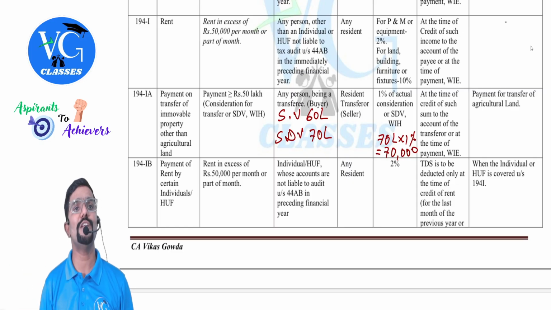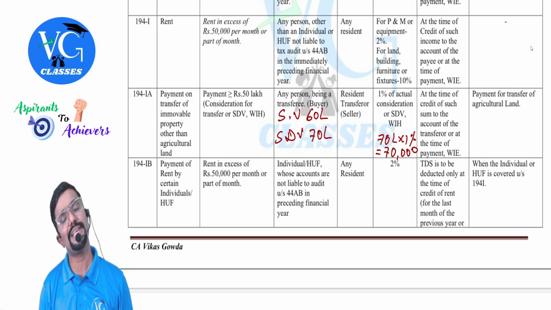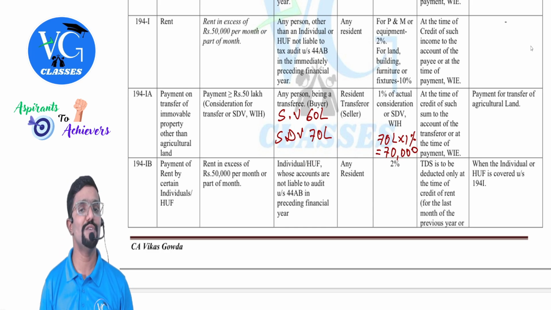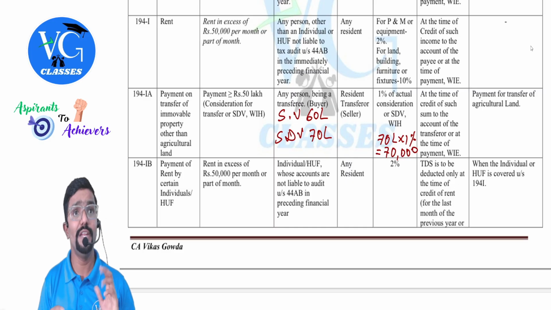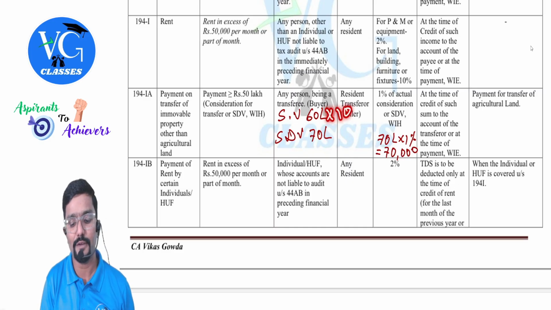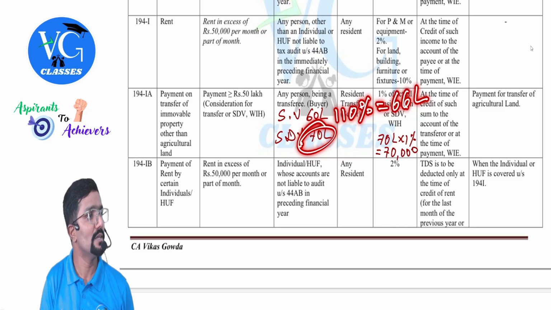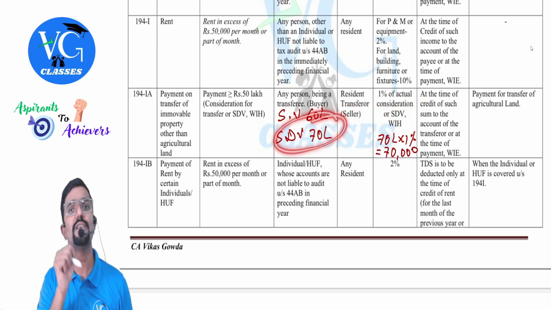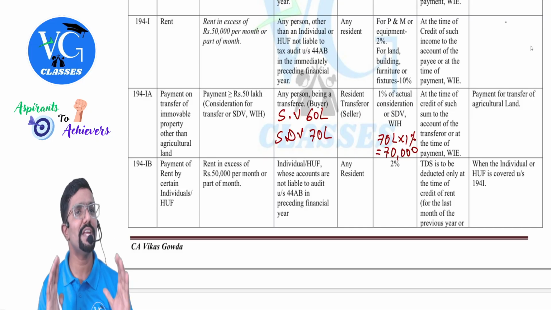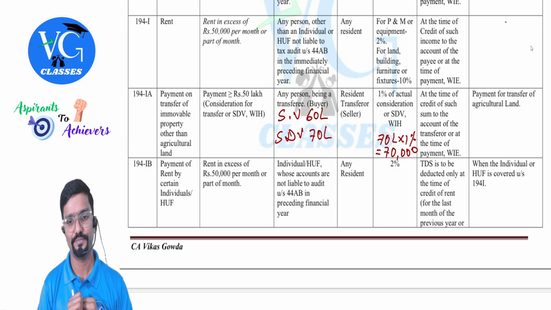But what will be the full value of sale consideration to compute either capital gains income or business income? Whichever is higher, here 70 lakh. We need to also take 110% of this. 110% of 60 lakh comes to 66 lakh. Is 70 lakh more than 66 lakh? Yes. So what is the full value of sale consideration? 70 lakh. Hope you guys can recall all this, what I'm telling.